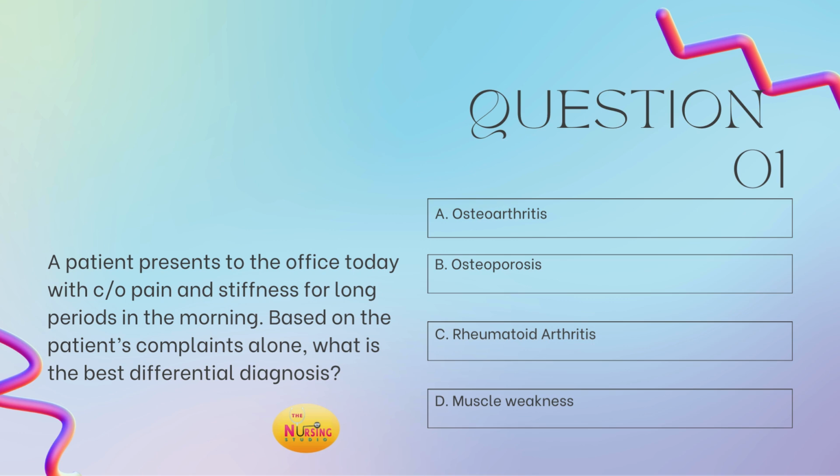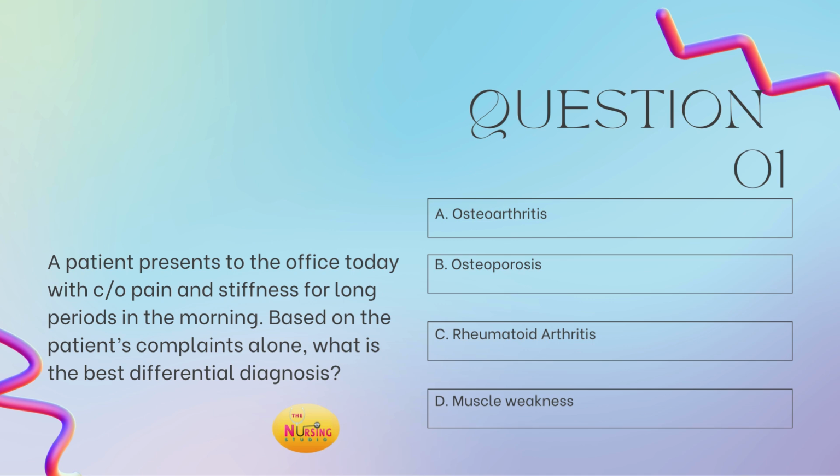All right, you guys, I always recommend reading the stem of the question first to ensure you're answering what is even being asked, right? So here it says, based on the patient's complaints alone, what is the best differential diagnosis? So, all right, the patient presents to the office complaining of pain and stiffness for long periods of time in the morning. All right, so think about this presentation. Pain and stiffness, we're really thinking arthritis, right? That's where our mind is probably most likely going.